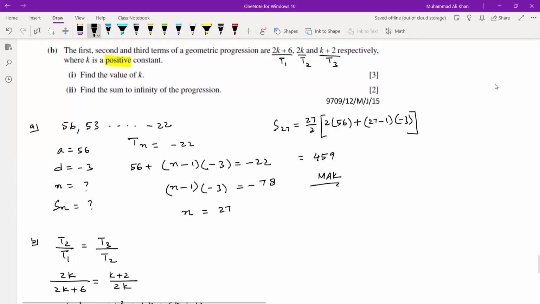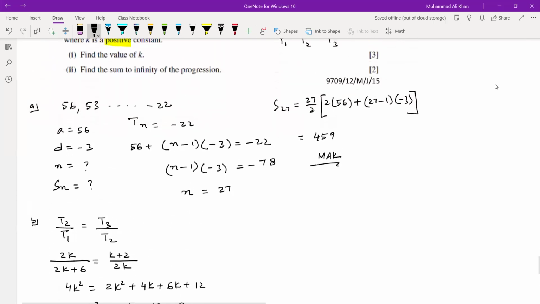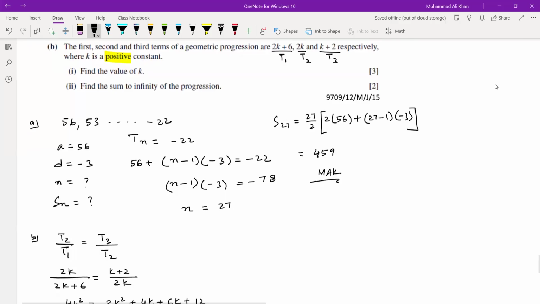अब सुनिएगा जरा, अगर k हमारे पास 6 आ गया, if k is 6, then the first term is 2k plus 6 will be 18, and the second term will be 12, and the third term will be 8, and so on. So sum up to infinity will be a over 1 minus r, and the r will be 12 over 18. What is the final answer?